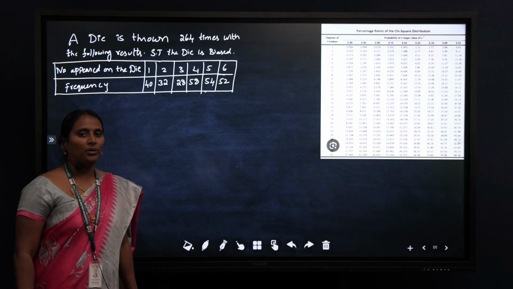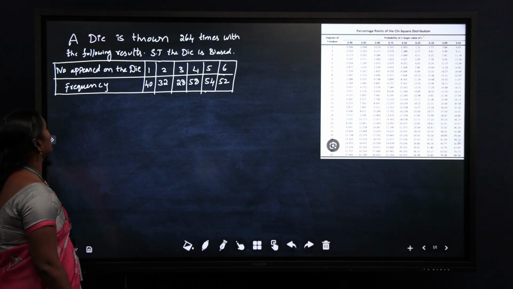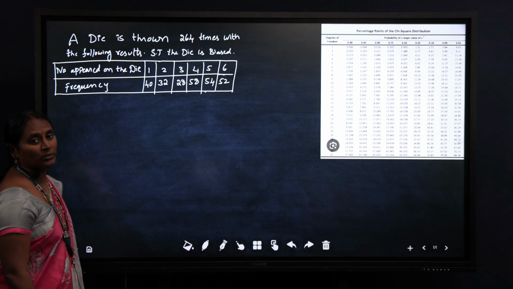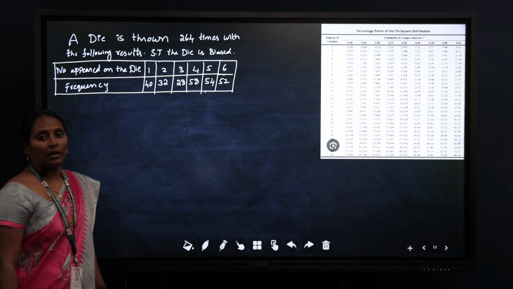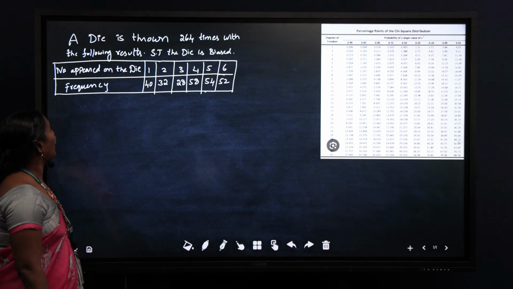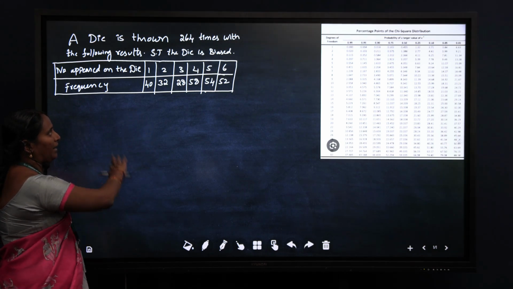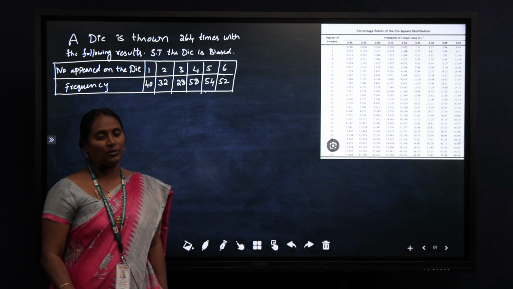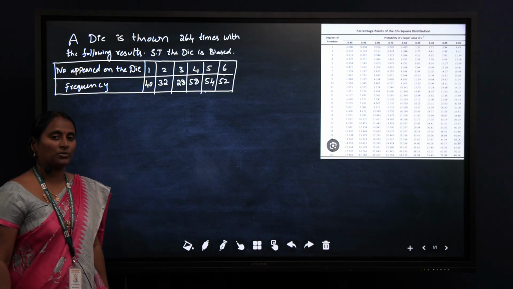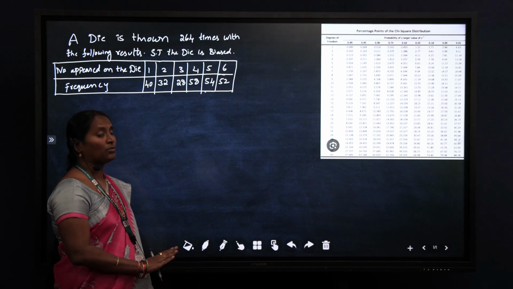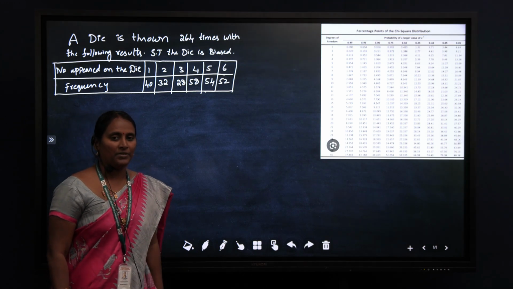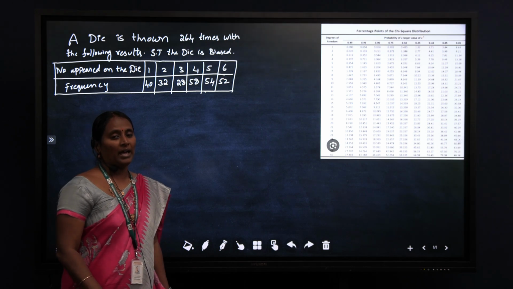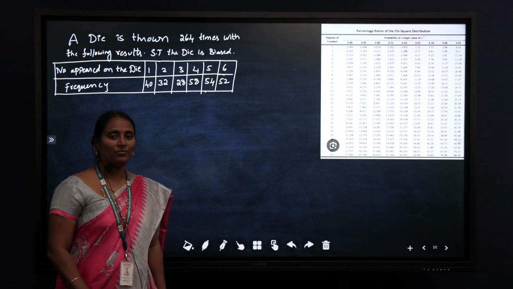Now let us see the problem on the chi-square test for goodness of fit. A die is thrown 264 times with the following results, and show that the die is biased. In the given data, we have the number appeared on the die and the frequency values. If you are tossing a coin, we have 2 outcomes. If you are throwing a die, we have 6 outcomes. For these 6 outcomes, we have the frequency values. As per the testing of hypothesis process, we are going to solve this problem using 5 steps.